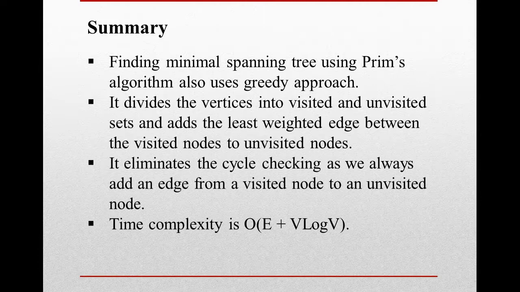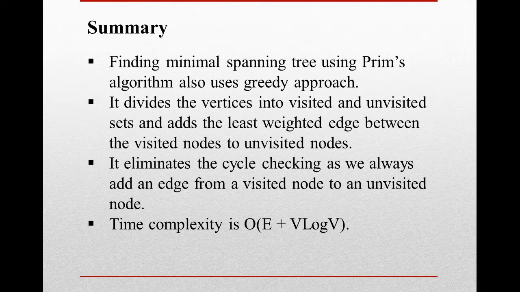So the summary: finding minimum spanning tree using Prim's algorithm is also a greedy approach. So this also uses the same greedy approach what Kruskal's algorithm has done. The basic difference is it divides the vertices into visited and unvisited sets. This ensures that no cycle checking is needed. So since we are always finding the edges between visited and unvisited sets, cycle checking is really not necessary. Obviously it is not needed. Intuitively it is not needed.